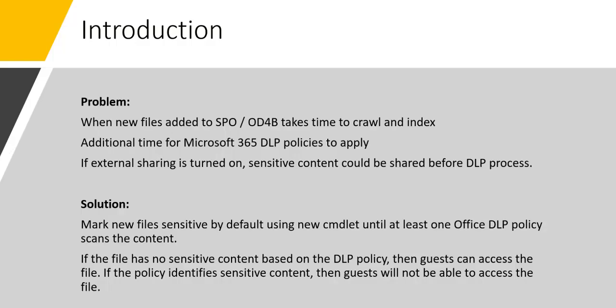So the problem is when we add new files to SharePoint Online or OneDrive for Business, the DLP policy takes time to crawl, index, scan and apply the rule. If the external sharing is turned on in your tenant, the secure content might be shared before the DLP processing gets completed. Here in the new feature, we can mark the new files as sensitive by default until at least one DLP policy takes effect.